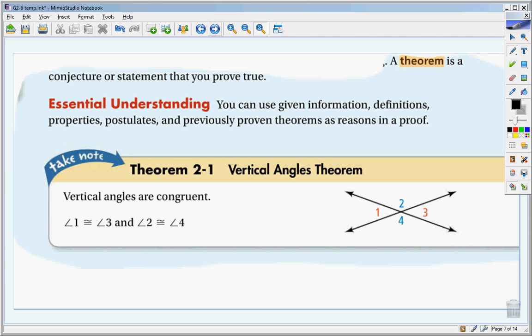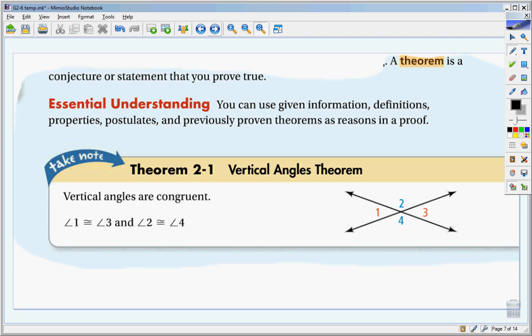Do me a favor, do not, listen, do not write these down. I want to briefly go over, there's 5 theorems. We're not going to deal with the theorems as much today. We're going to deal with the problems that come from them. But I want you to understand that a theorem is a shortcut.